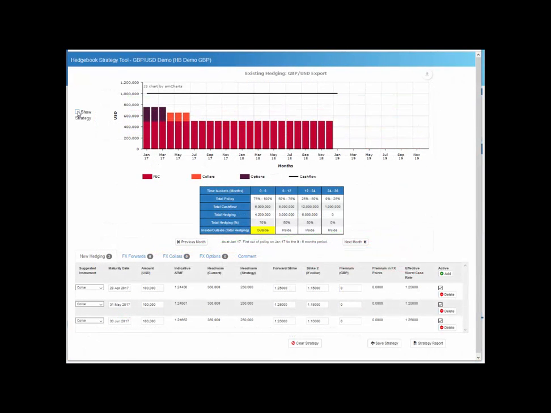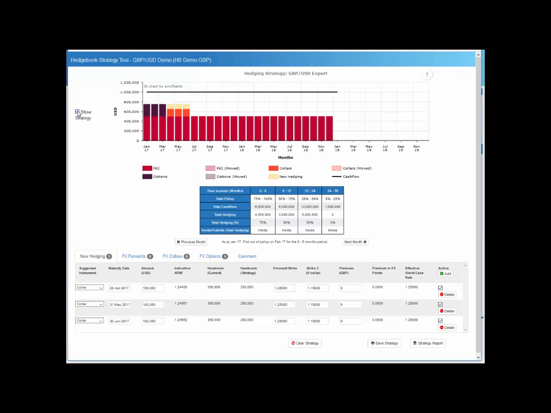HedgeBook has developed a strategy tool specifically for banks to provide trade ideas to the customer. The bank can suggest the hedging instrument, amounts, indicative rates, and maturity dates for new hedging or the restructuring of existing hedging. The resulting PDF shows the position against policy before and after the trade ideas and can be emailed to the customer for discussion or execution.